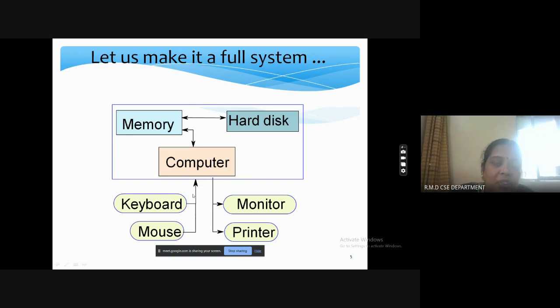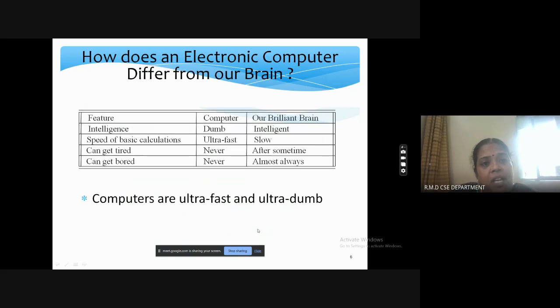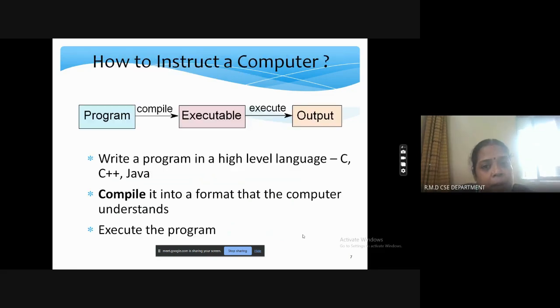The computer comprises input and output devices. Through the input output devices, we can transfer the data. The keyboard and the mouse act as input devices, whereas a monitor and printer are output devices. The features of an electronic computer are similar to those of a brain. The various features we can consider are intelligence, speed of basic calculations, and how much work it does. Computers are ultra fast and ultra dumb. That is the purpose: we are comparing the human brain with the computer.